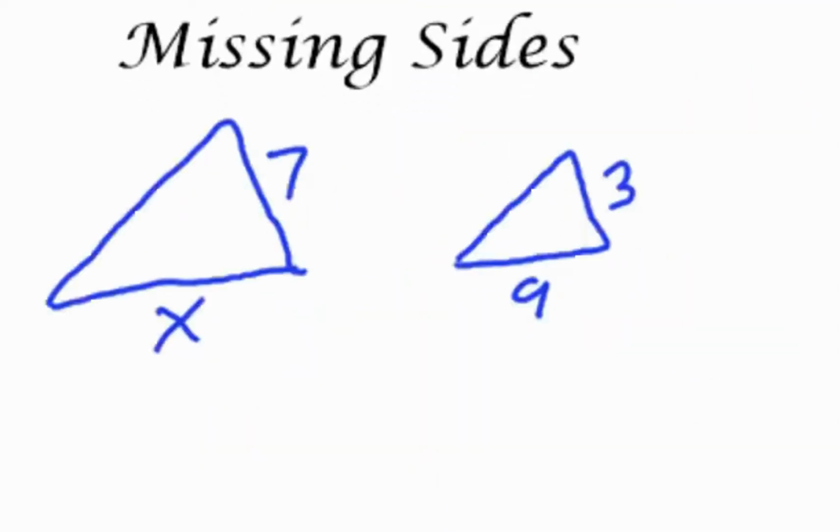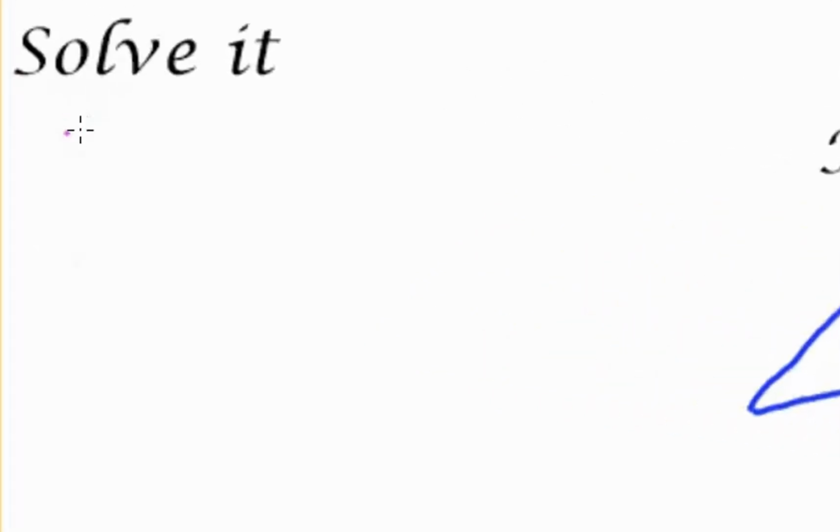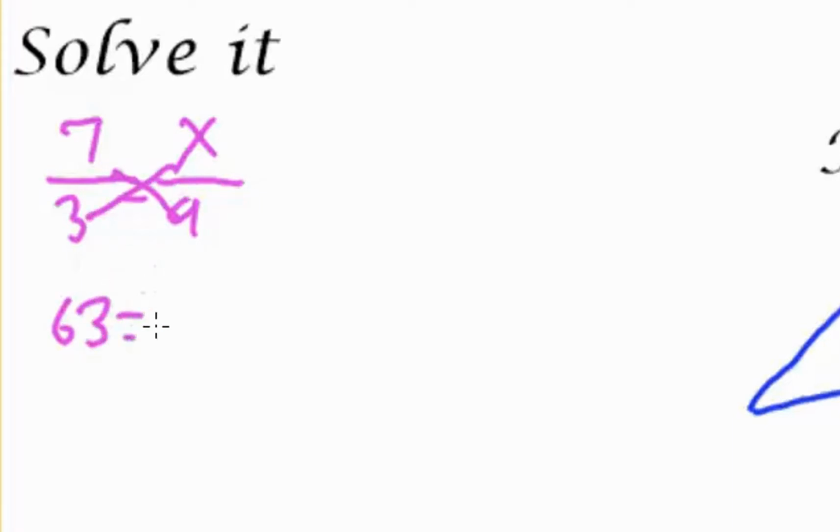Now we can use these principles of similarity to find missing sides. So let's say I have two similar triangles and I'm going to make the assumption that the angles are all the same, but I'm missing a side. So I can solve it. I can take those two triangles. I can put the side I do know, 7 of the big triangle, over this other side I do know, 3, equals, and then use the side I don't know, x, over its corresponding side I do know, 9. From here I can cross multiply. 7 times 9 is 63, and 3 times x will give me 3x. I'll divide both sides by 3, and x equals 21.